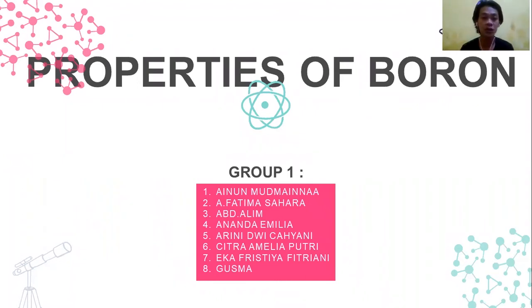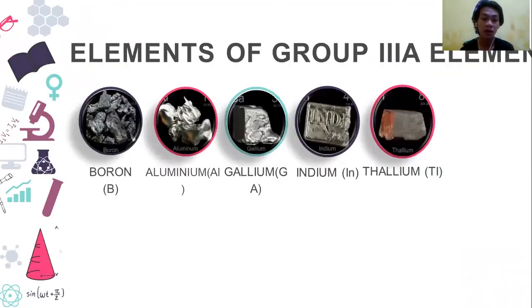We will explain about the properties of boron. The first speaker is myself. I will explain about the elements of Group 3A: that is boron, aluminium, gallium, indium, and thallium.